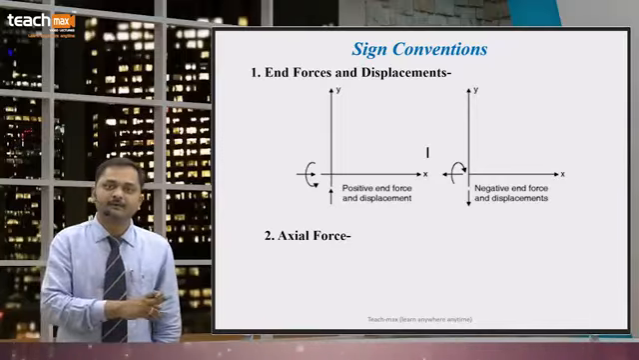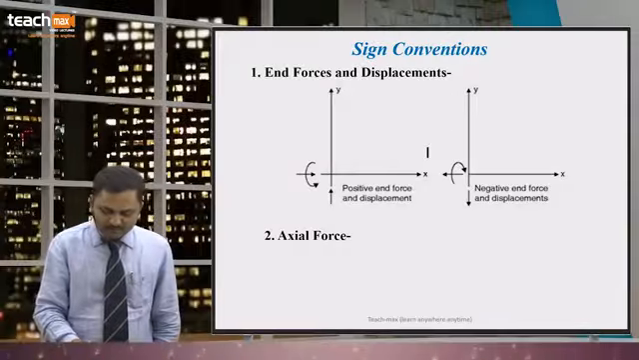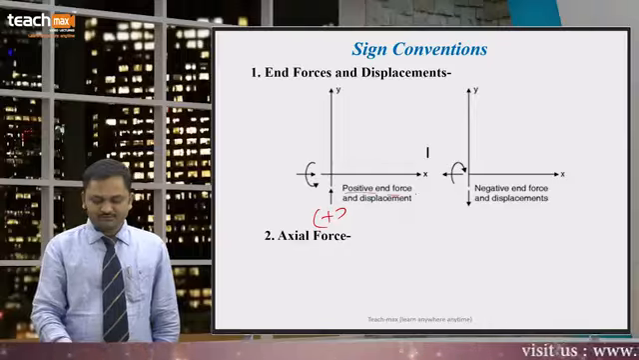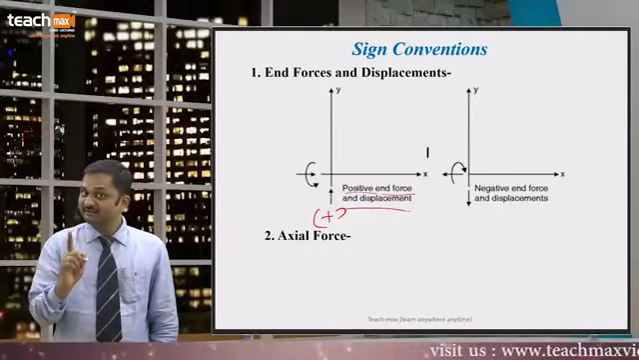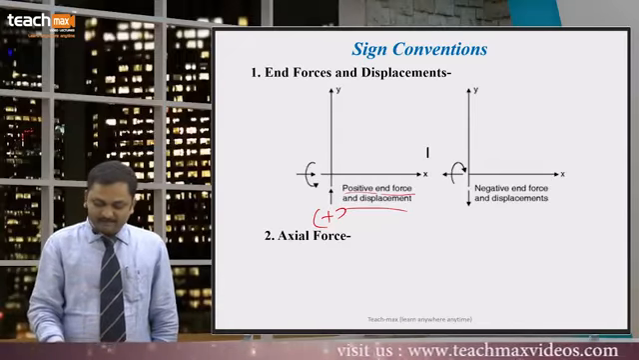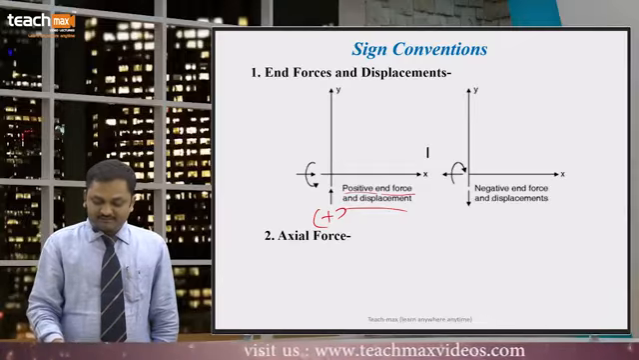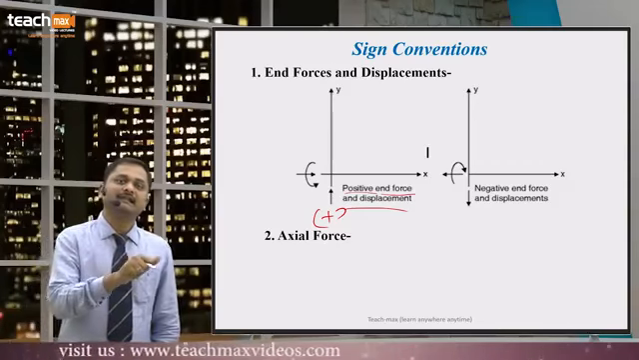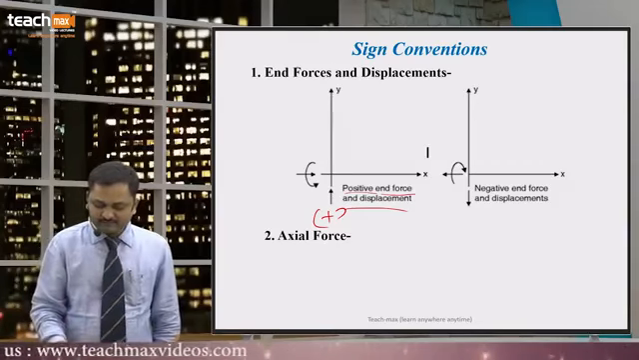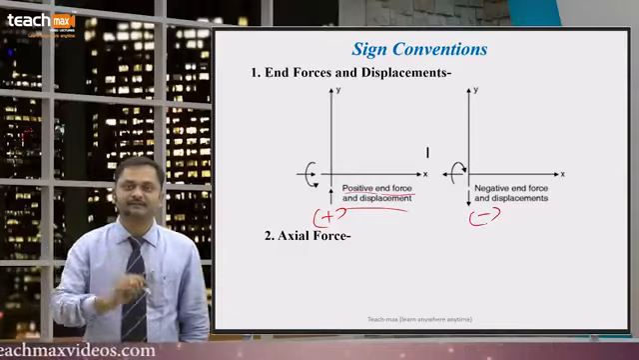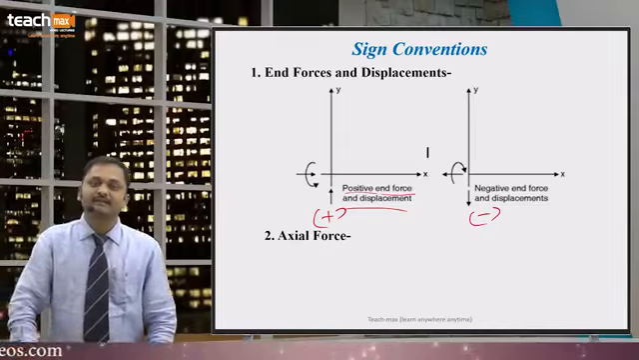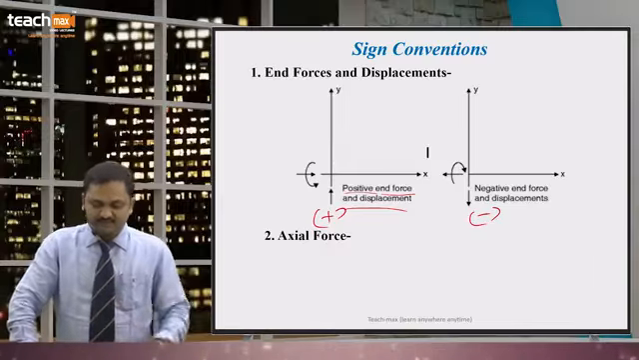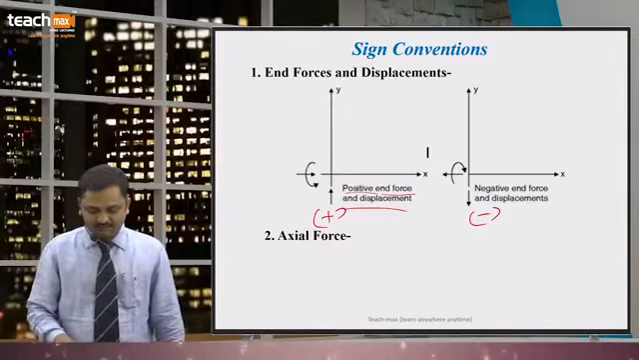If it is going up, rightward and anti-clockwise, we take positive. It is totally related with end forces and displacement. If any term is going down, leftward and clockwise, we consider negative. So like this way, end forces and displacements we considered. So these are the sign conventions that we are going to use. Fine. So I hope you understand.